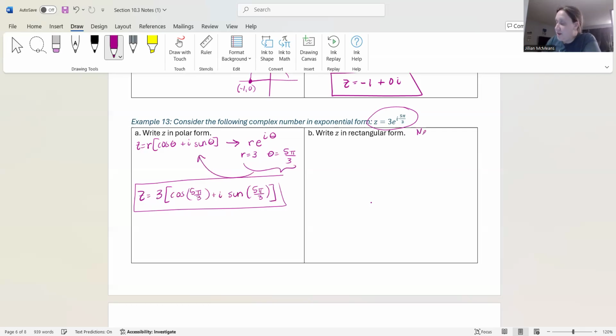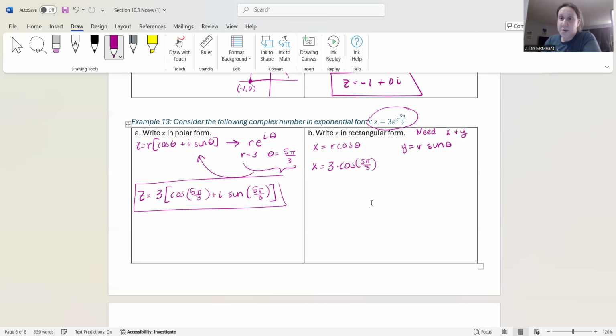Okay, so remember for rectangular form, we need x and we need y. And remember, x equals r times cosine of theta, and y equals r times sine of theta. Okay, so let's see what we get here. For x, r is 3, so we get 3 times cosine of 5 pi over 3.